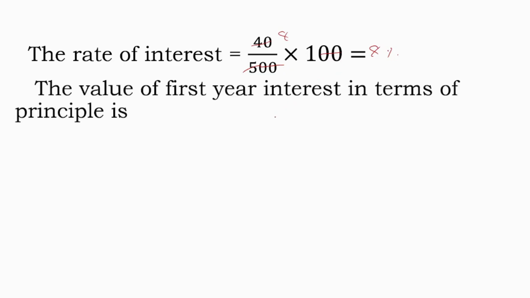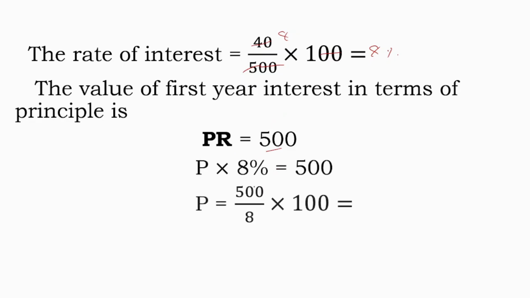So the value of interest in terms of principal is P into R equal to 500. So that is P into 8% equal to 500. Then 8% goes to the other side. 8% means 8 by 100. If you move this fraction to the other side of the equality, then it becomes 100 by 8. So 500 into 100 by 8.